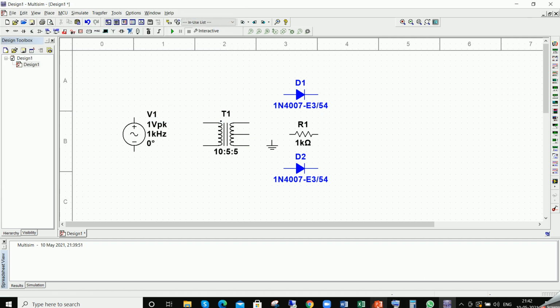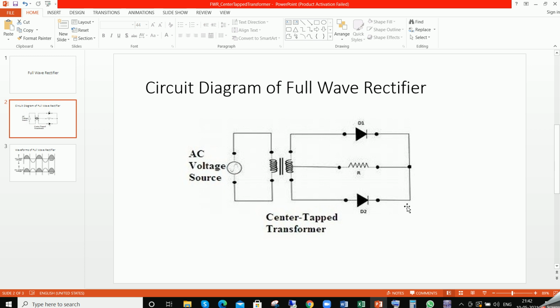Then make the connection as per this circuit diagram. Means AC voltage source connected to transformer primary, transformer secondary is connected to D1 and D2, cathodes of two diodes are shorted, and the load resistance is connected to ground. Make the connection as per this circuit diagram.